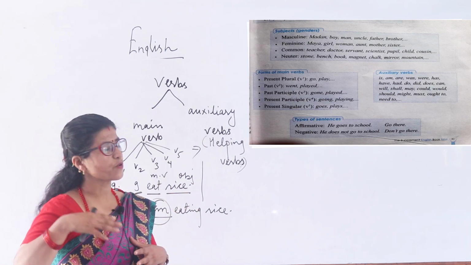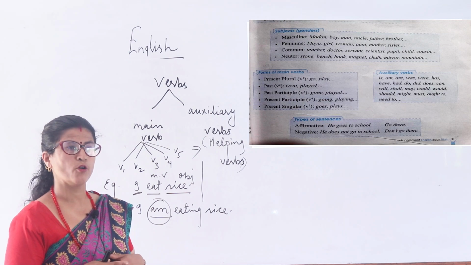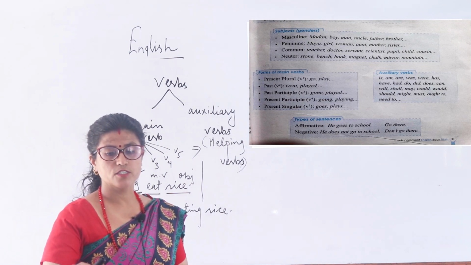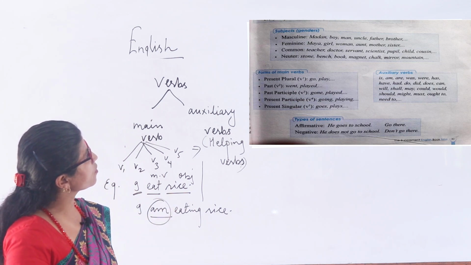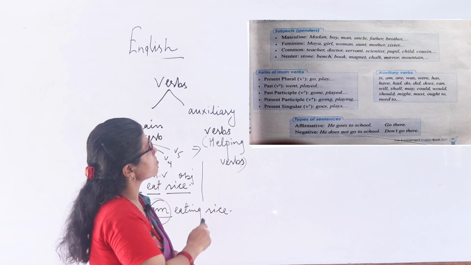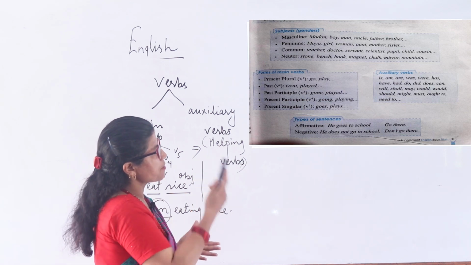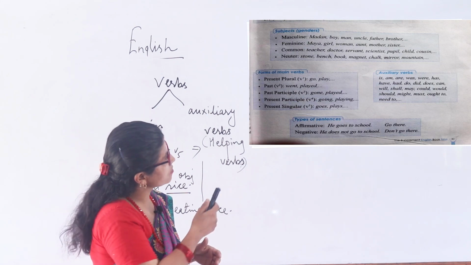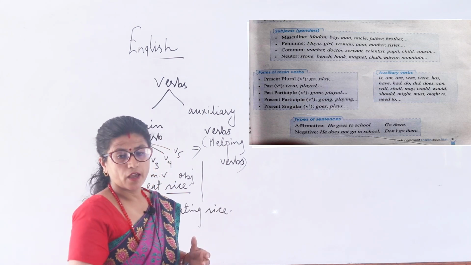So I have just revised all these things, which I hope you have read in class 8. So I think you don't have any confusion here. I have talked about masculine, feminine, common and neutral gender, forms of verb, and types of sentences. I have mentioned only affirmative and negative, and similarly auxiliary verbs.